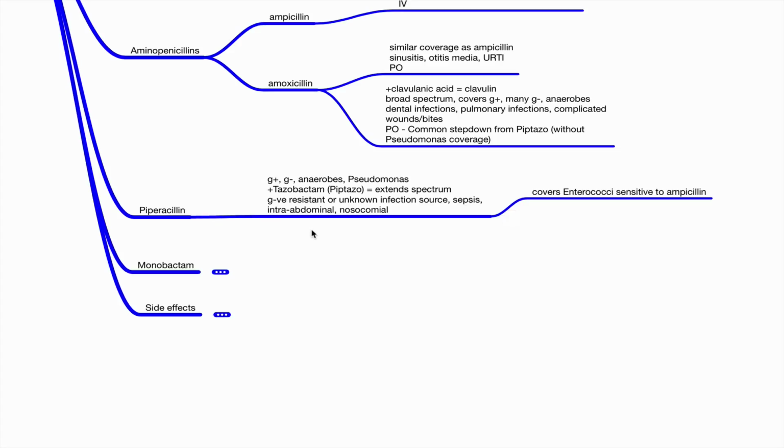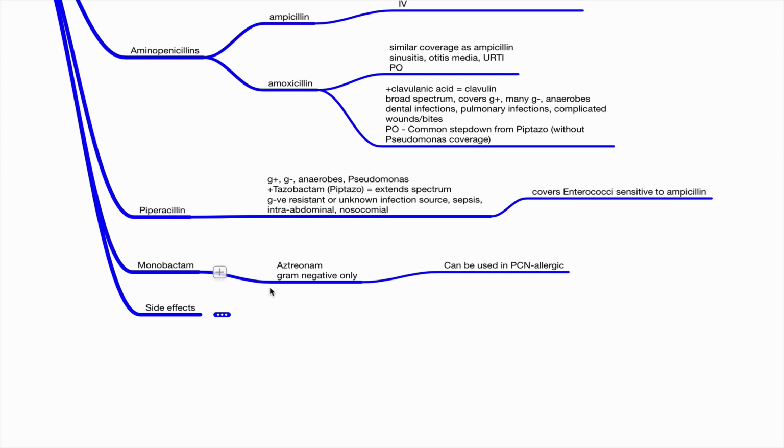So next one is piperacillin, and we use it as piptazole, so it's the combination of piperacillin plus tazobactam. This one is good for gram-positives. For gram-negatives, it covers anaerobes as well as Pseudomonas. So piptazole is used often when you have an unknown infection source, in the case of sepsis, for empiric therapy. It's used for intra-abdominal infections, for nosocomial infections as well. Of note, piperacillin tazobactam does cover enterococci when it is sensitive to ampicillin.